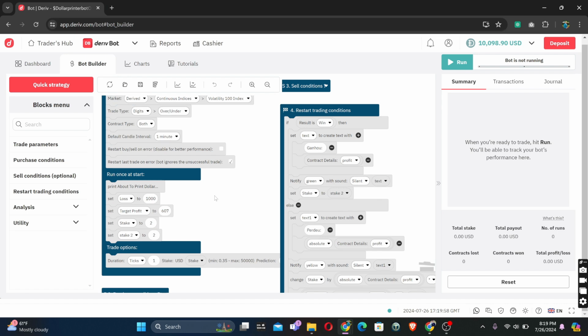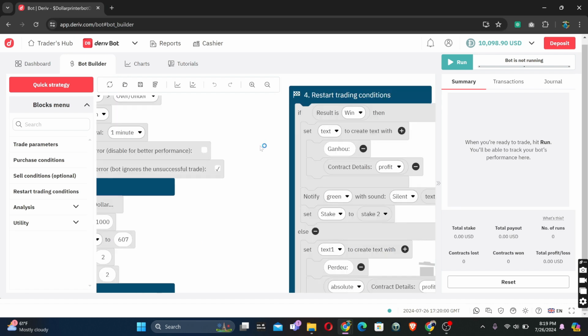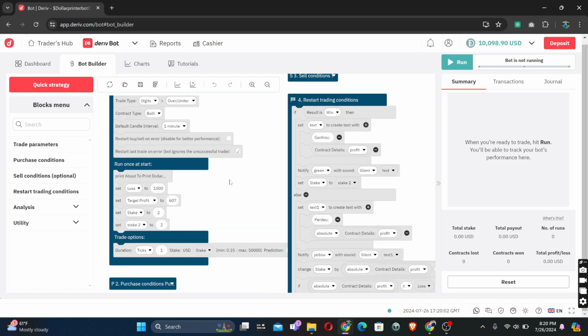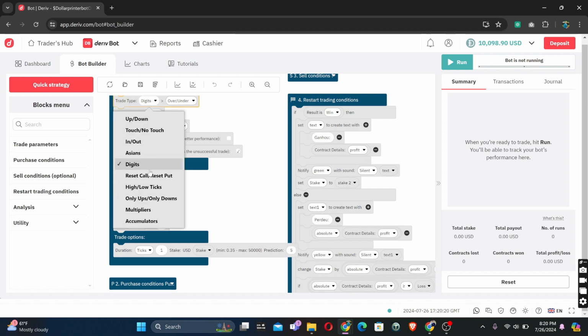Now you can see how the bot is going to be working. First of all, you see the name of the bot. I think somewhere here you can see run once I start. This is the printer, print dollar or whatever, just written here. That's the name, and written here are the bot settings. So we are dealing with under. Let's just deal with under and over. Yes, so we are dealing with the digit.